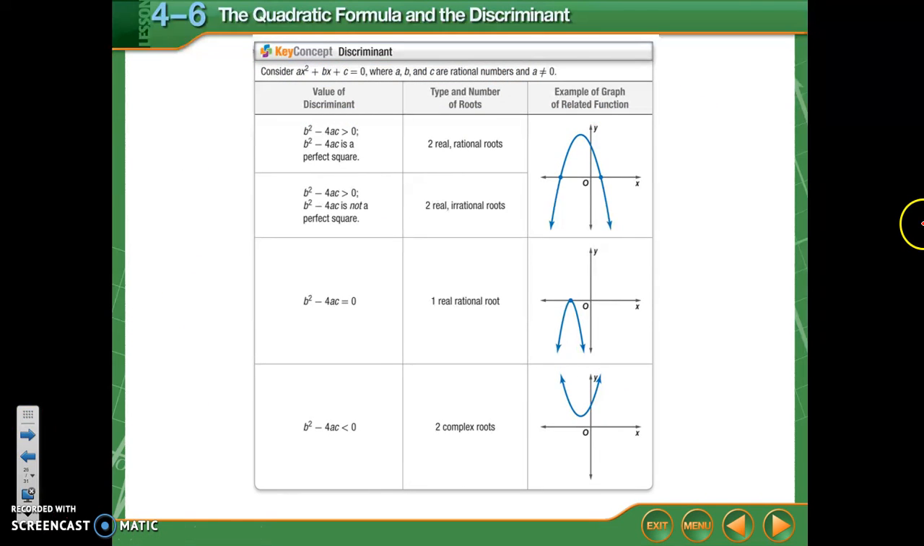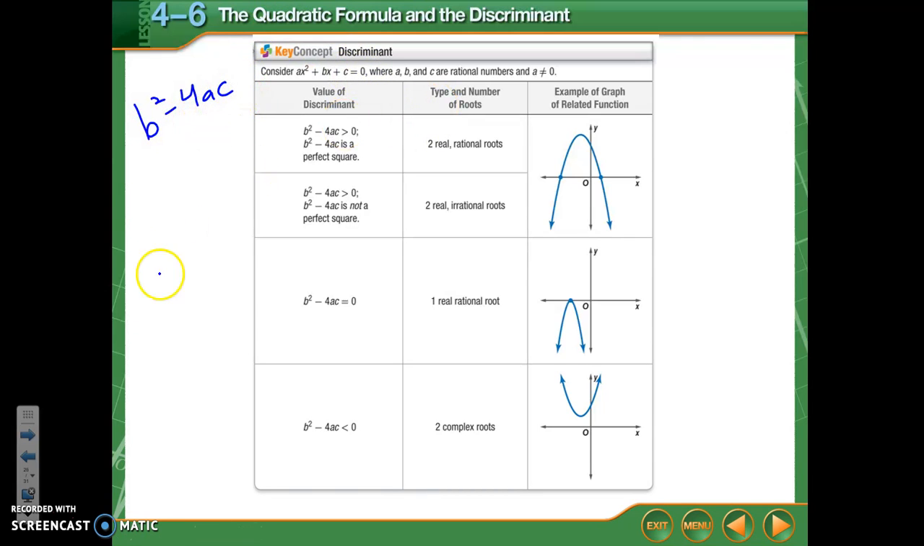Okay, last part of this section is talking about the discriminant. The discriminant of a quadratic function is b squared minus 4ac. It's the number that's underneath the square root. So the discriminant does not include the square root. The discriminant is b squared minus 4ac.